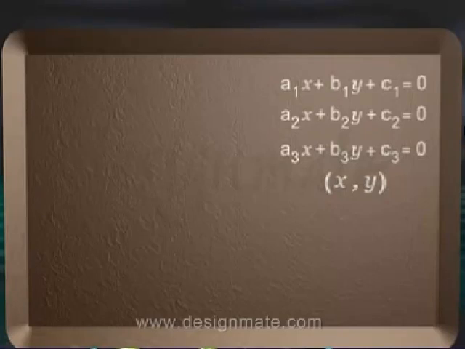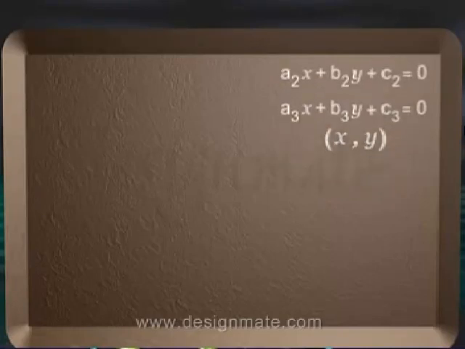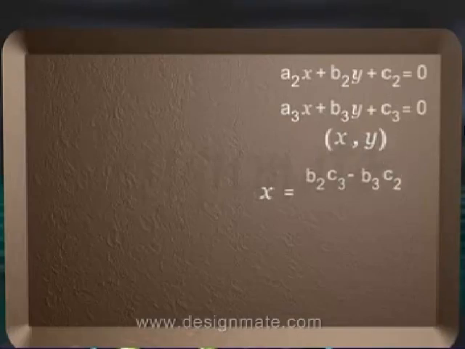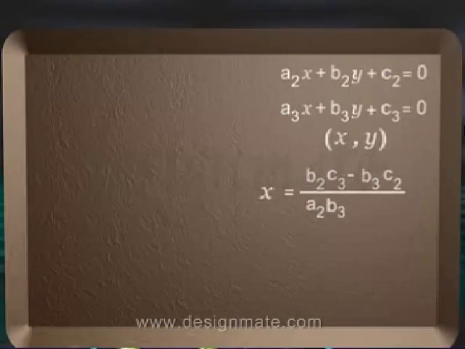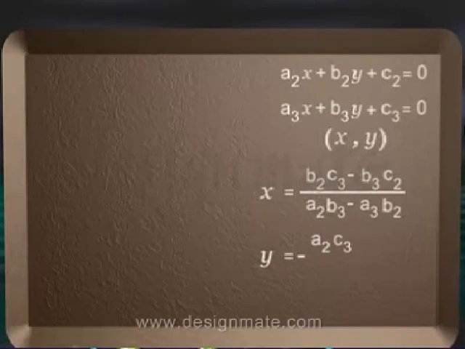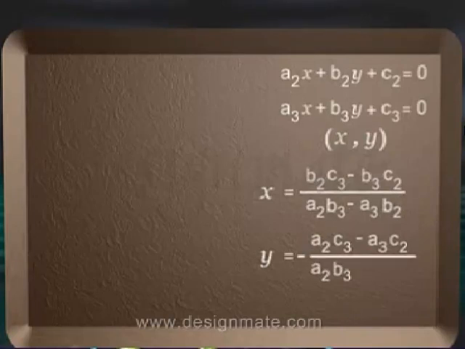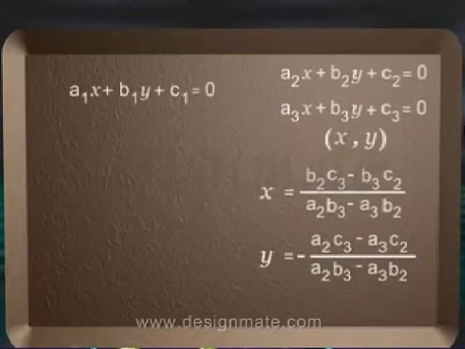Here x, y is the unique solution of each pair. Now consider the pair: x is equal to (b2c3 minus b3c2) upon (a2b3 minus a3b2), y is equal to minus (a2c3 minus a3c2) upon (a2b3 minus a3b2). This is the solution of this pair of equations, and this is also the solution of a1x plus b1y plus c1 is equal to 0.